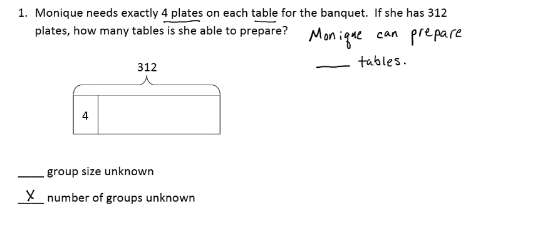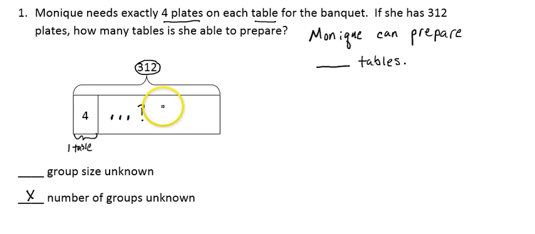To show that on its tape diagram, I've given my total number of plates, and I've shown one unit that represents one table. But I can't partition the rest of the tape because I don't know how many tables I have. To show that on a tape diagram, we put a question mark showing that we don't know how many sections we can partition the rest of the tape into to use up 312 plates.